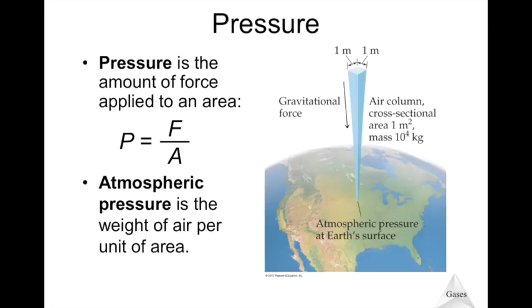When we talk about gases, a lot of times we're going to be talking about pressure, and pressure is just the force over a unit of area, so pressure is force over area. Atmospheric pressure is the weight of all the air of the atmosphere per unit of area. So for example, we often talk about 14.7 psi here in the United States, pounds per square inch. So 1 square inch of atmosphere weighs 14.7 pounds.